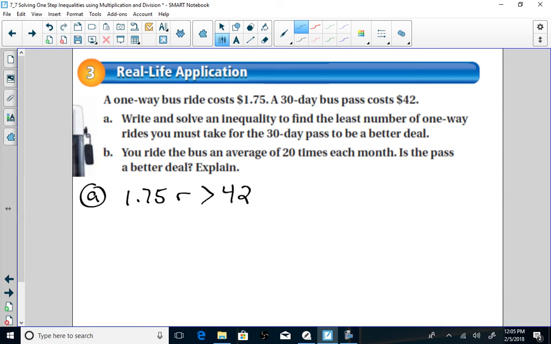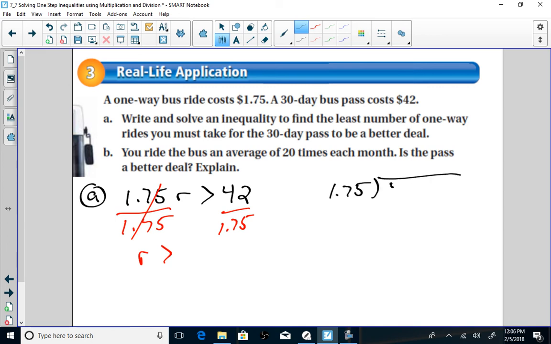So I'd have to write this inequality. I see that this inequality has multiplication, so the inverse operation would be division. So we're going to divide both sides of the inequality by $1.75. On the left side of the inequality, $1.75 in the numerator is going to cancel $1.75 in the denominator. You're left with R is greater than, well, what's 42 divided by $1.75? I'll go over to the side of my paper and do that.